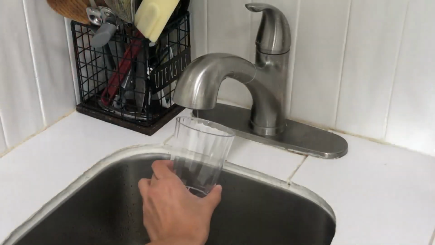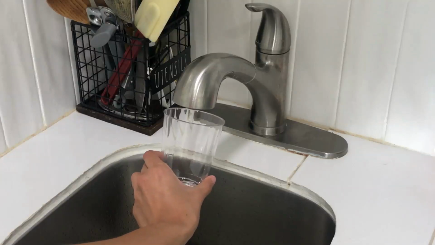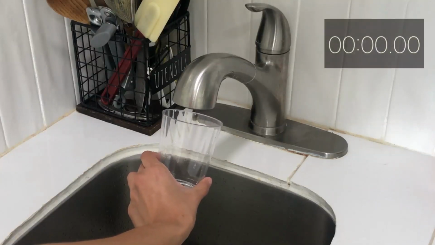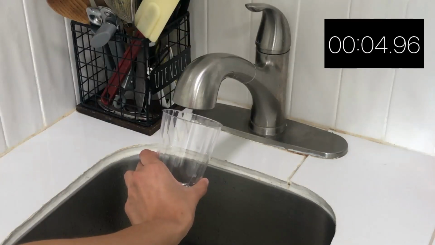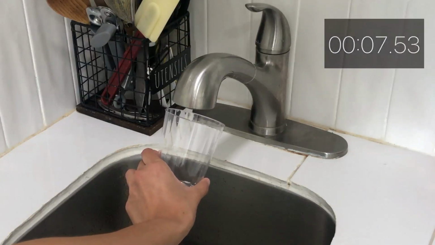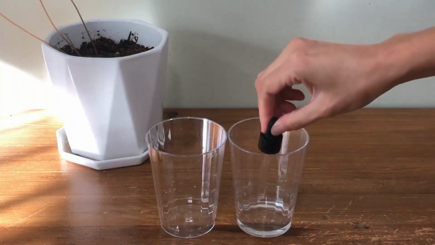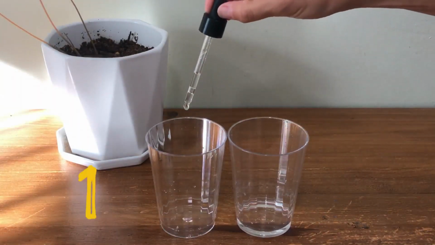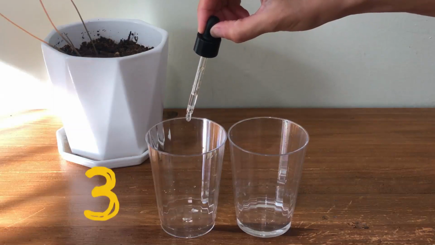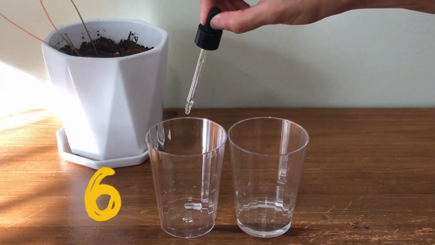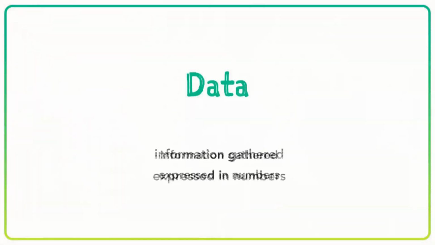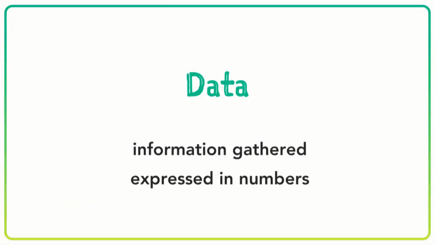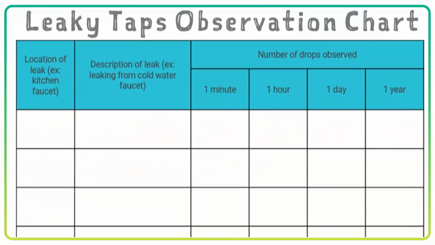If you do see a leak, take one of your cups and place it under the leak to catch the water. Use a timer and time yourself for 1 minute as you collect all the water from that leak in your cup. Once the 1 minute is up, remove the cup and use your dropper to transfer the water into your empty cup, 1 drop at a time. This will take some patience. Be sure to count each drop. When you have completed transferring the water, write down your data, or information gathered expressed in numbers, on the observation chart provided. Continue collecting data for all the water sources in your home.